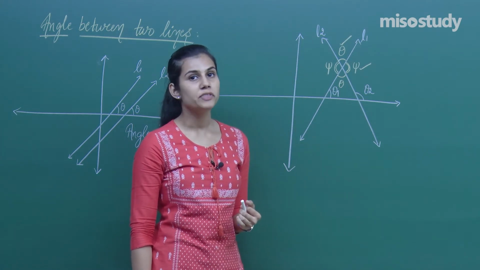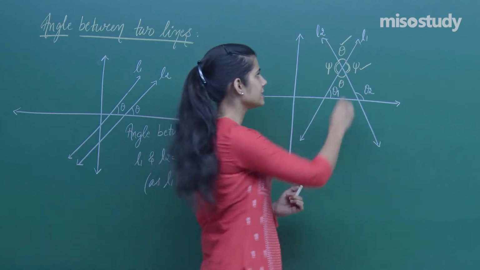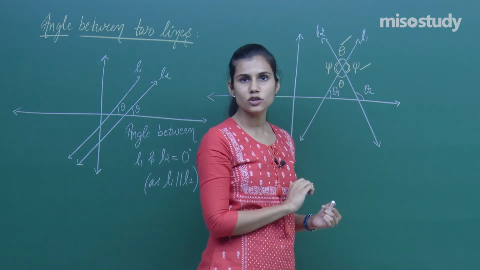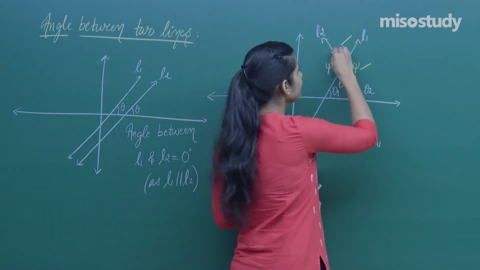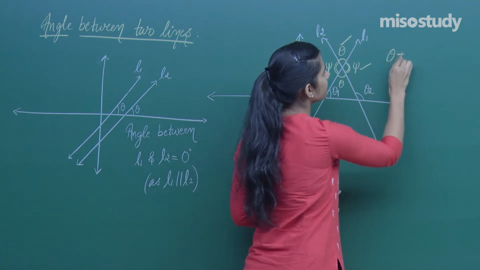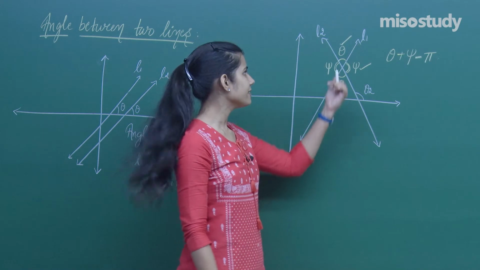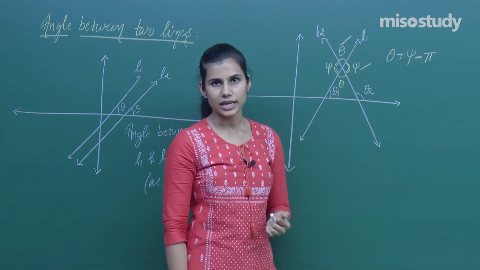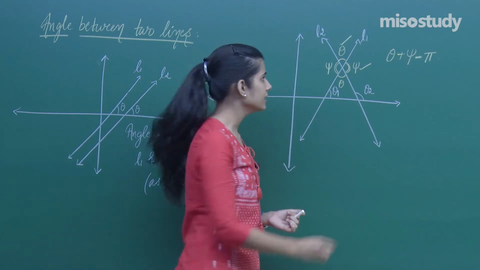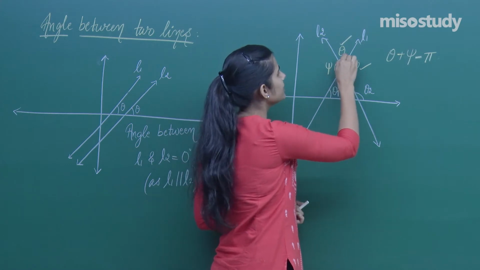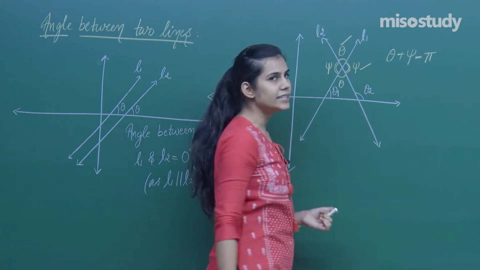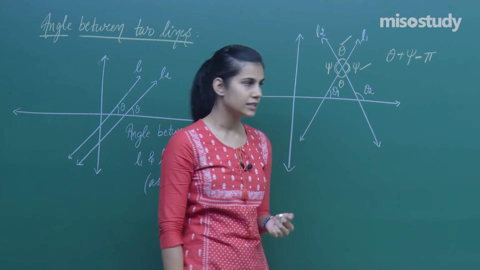And the beauty of these two pairs of vertically opposite angles, theta and xi, is that theta plus xi is equal to 180 degrees. You can see that they both are actually supplementary angles. When you add them, you get 180. Either you add these two, or you add these two, or these two, or these two. In any case, theta plus xi is 180.